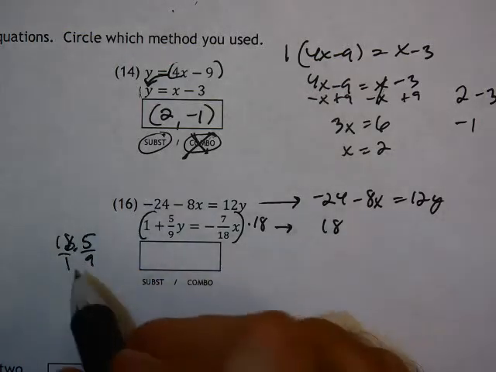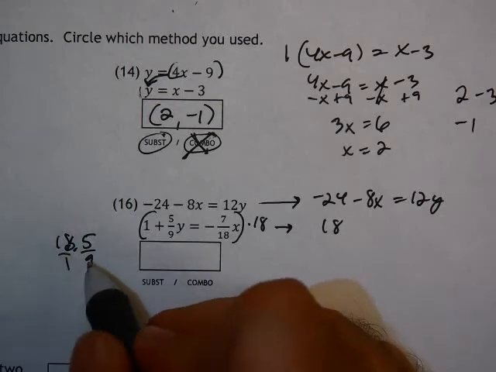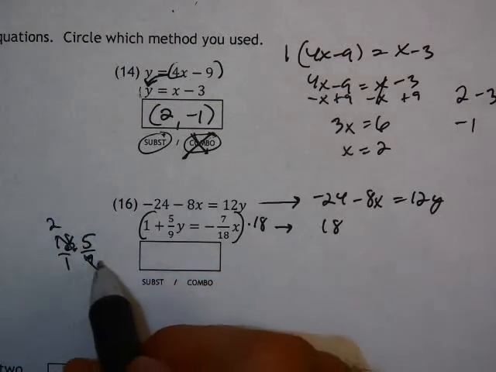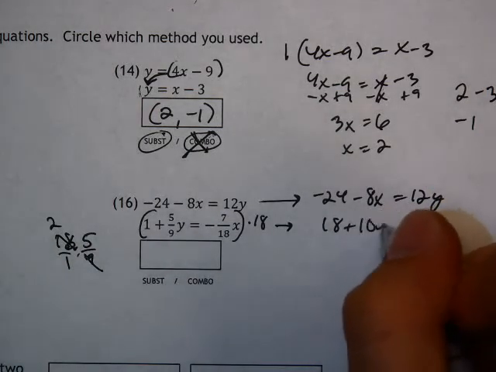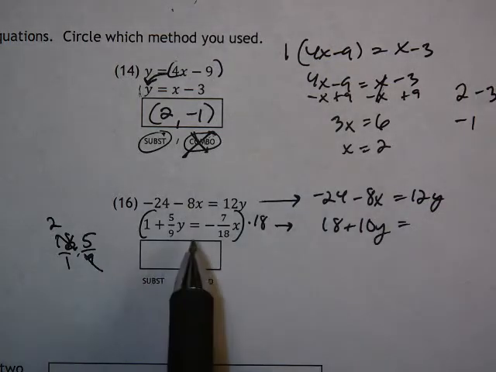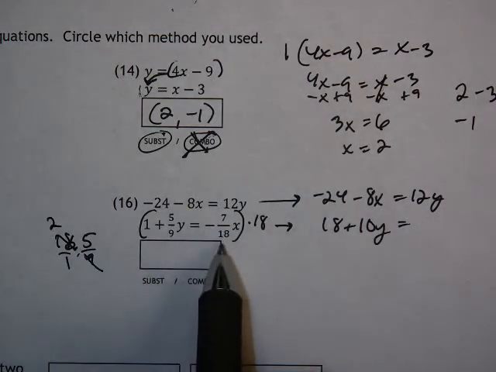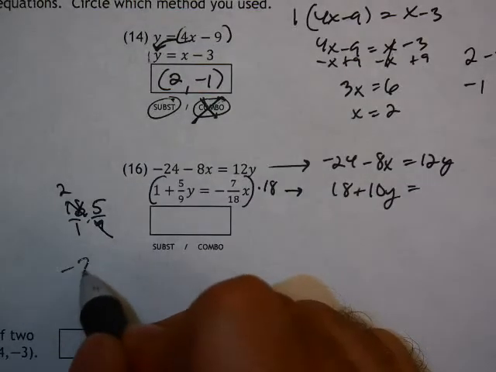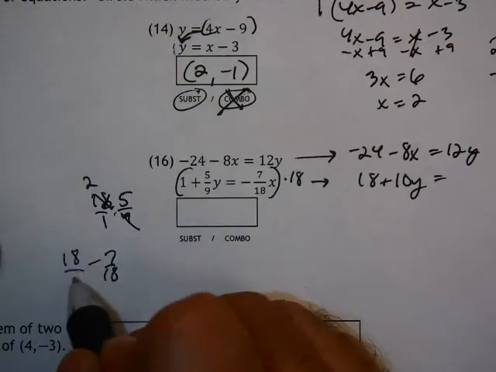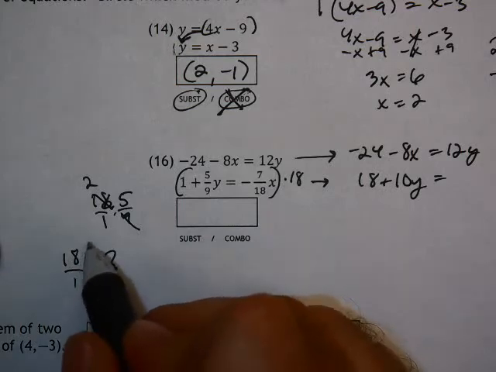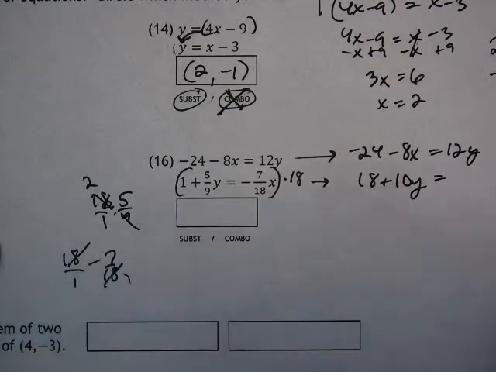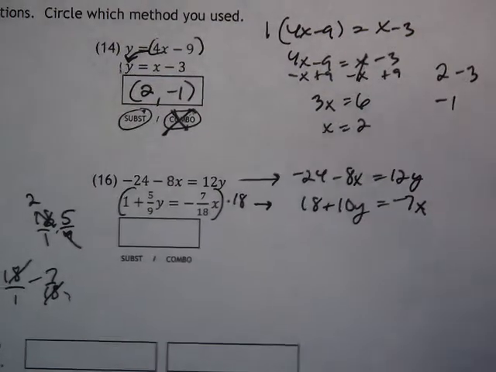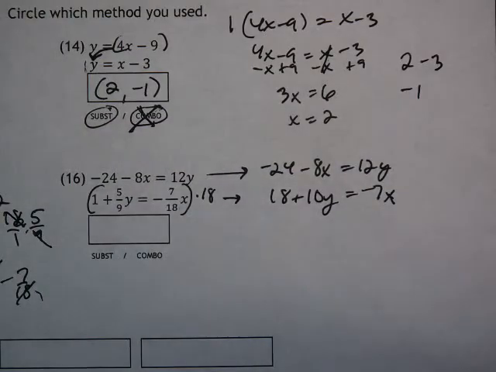And if you're clever, you can do some canceling here. 9 goes into 18 once, twice. It cancels on the bottom, leaves us with 2 times 5. That gives us 10, so it's plus 10y. Then on the other side I have negative 7 over 18 multiplied by 18 over 1. And again, the 18 and 18 cancel, leaves us with negative 7 over 1. So in other words, just negative 7x. So now I got rid of the fractions, so it's a little bit nicer looking.